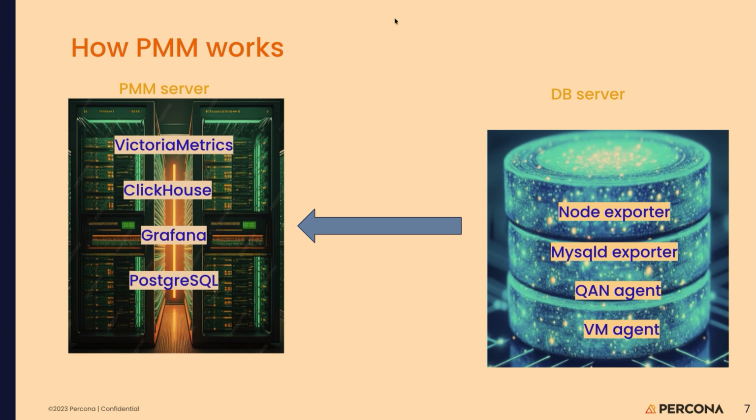Node exporter basically handles system level metrics like CPU, memory, network, disk. MySQL exporter collects engine specific information like InnoDB, connections, replication lag, and others. QAN agent keeps monitoring the slow logs and performance schema and collects the queries. VM agent is a small process that keeps pushing all the collected information to the PMM server.